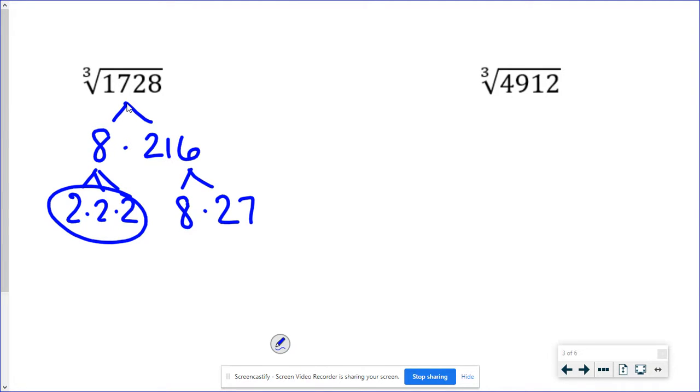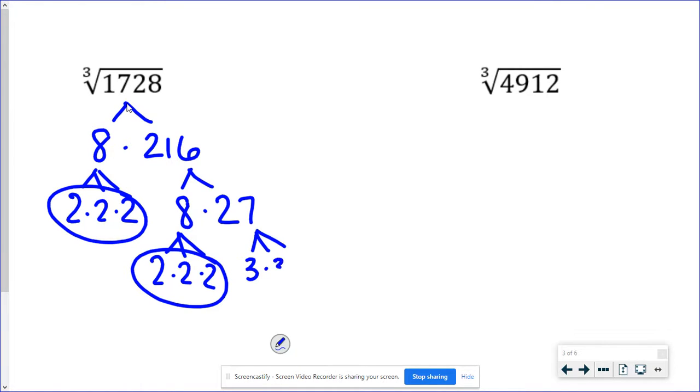That 8, we just did an 8 over here, so I could do another 2 times 2 times 2. Got it. 27, we've already done that. That's a 3 and a 9, or 3 times 3 times 3. This number, 1,728, happens to be a perfect cube. And I know that because there's nothing left that didn't get circled. The first triple that I circled came out as a 2. The next triple that I circled came out as a 2. And then the last one came out as a 3. And there's nothing left over as a cube root.